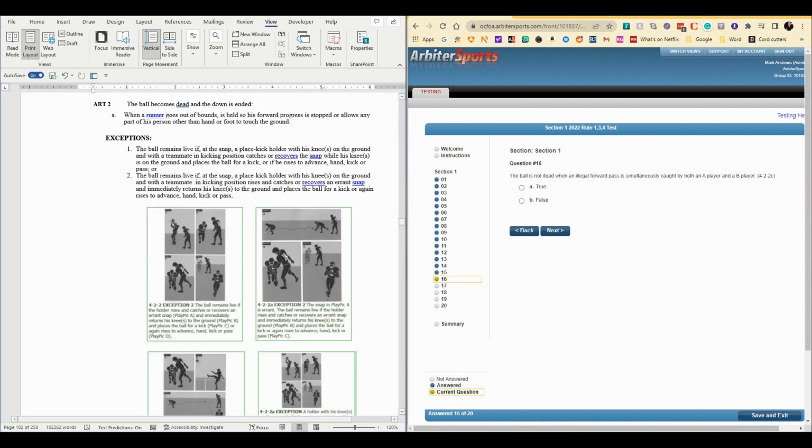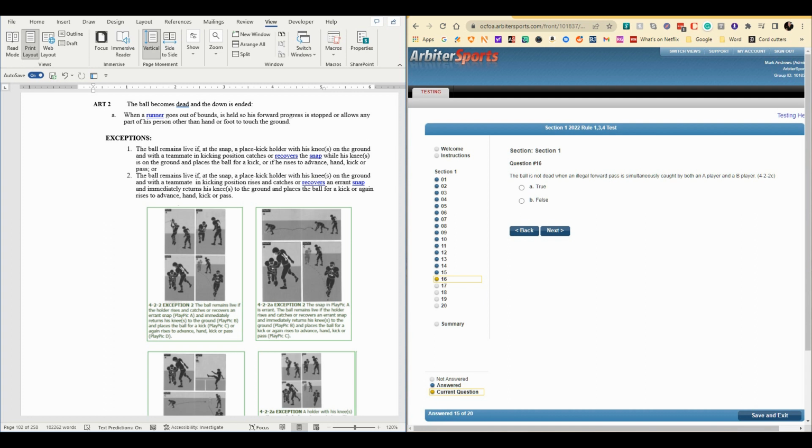All right, question number 16. This is a good one. This doesn't happen very often, and we need to know what happens when it does happen. The ball is not dead when an illegal forward pass, of course it has to be an illegal forward pass, couldn't be a legal forward pass, is simultaneously caught by both an A and B player.